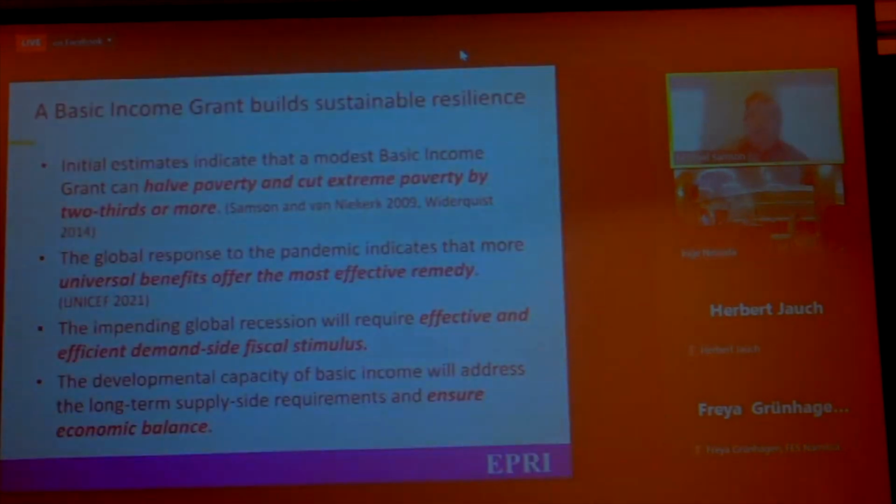Basic income grant builds resilience to shocks. Initial estimates based on microsimulation modeling indicate that a basic income grant can halve poverty and cut extreme poverty by 2/3 or more. We've seen globally from universal responses to the pandemic that these more universal benefits offer the most effective remedies and also counter the negative effects on the economy from a recession. They provide very effective fiscal stimulus, and they provide a whole range of developmental impacts, including building human capital that can tackle the supply side requirements of an economy and ensure economic balance.